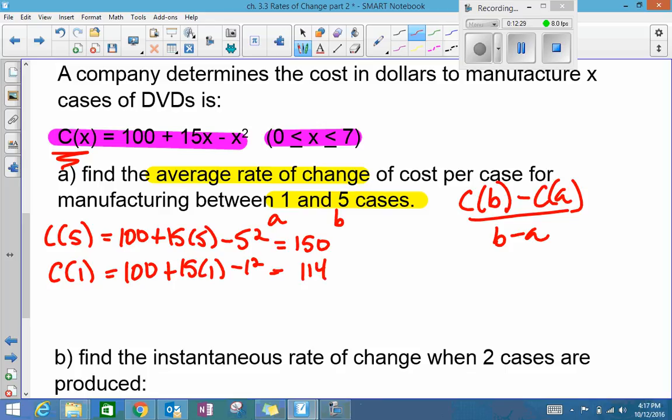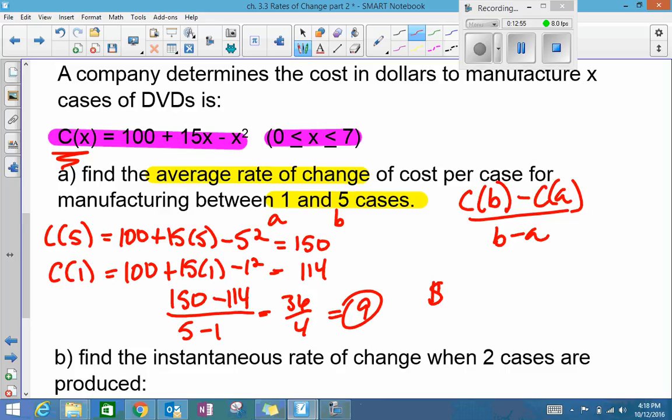So now if we apply our formula for average rate of change, we get 150 minus 114 divided by 5 minus 1, which gives us 36 over 4, which gives us 9. So the average rate of change in cost between 1 and 5 cases is 9. So we're saying the average change between 1 and 5 cases is $9 per case. Okay, so on average, that's how the cost is changing.